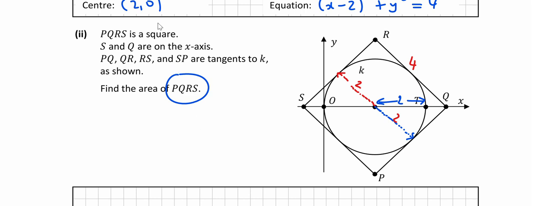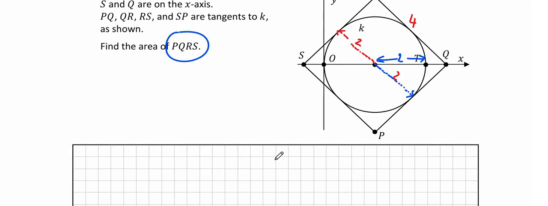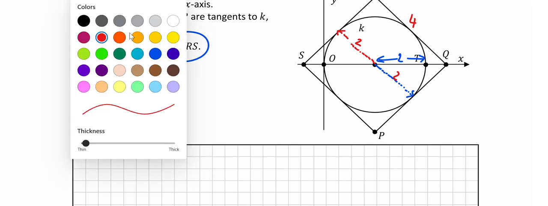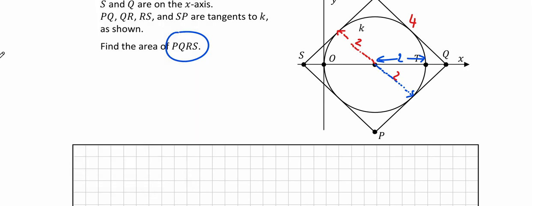And once you've got that, you've totally unlocked the question, because the area of a square is quite simply L squared, which is going to be 4 squared, which is 16 units squared.